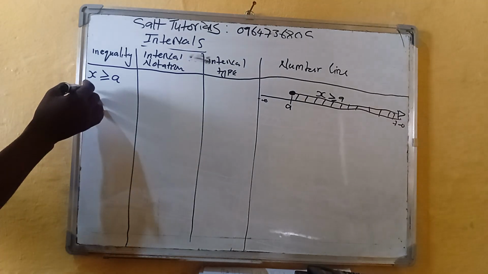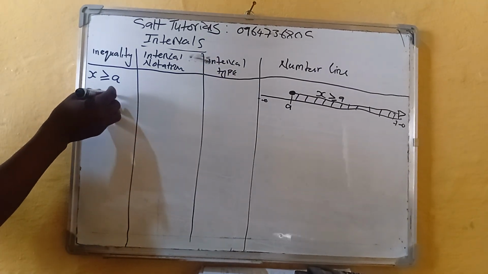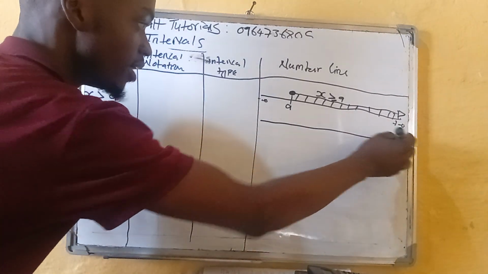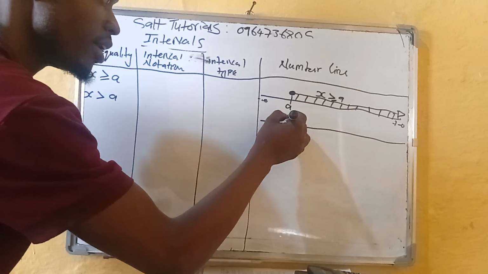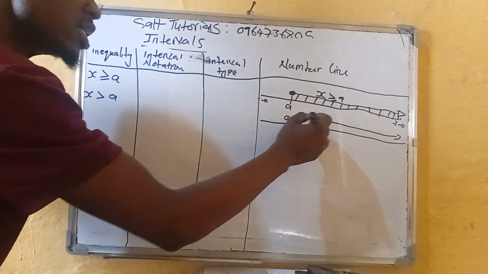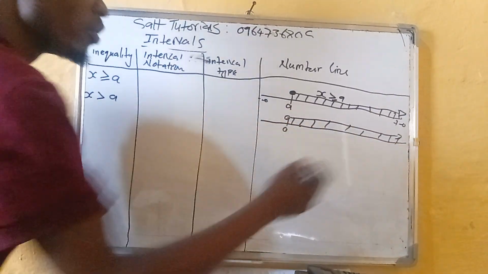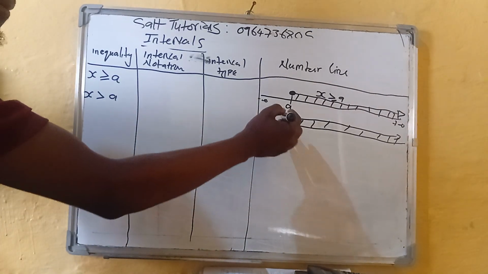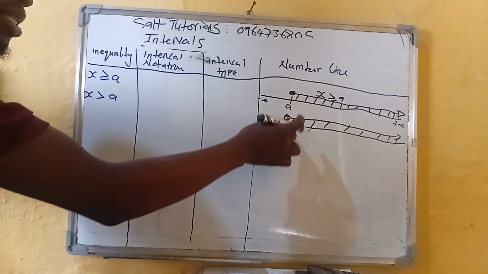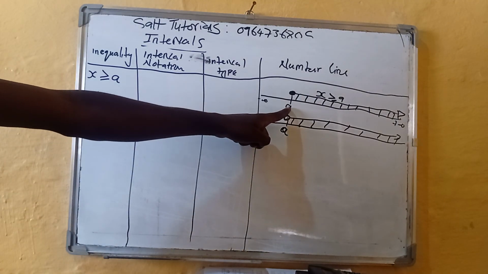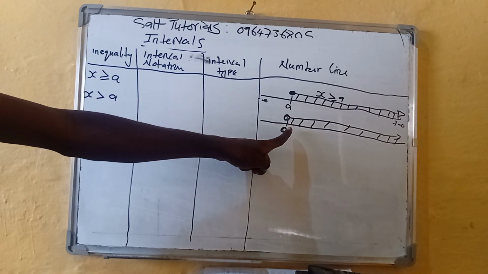In a situation whereby I had x is greater than a alone, what happens? I'm going to have my number line in that manner. If this is my a, I'm opening my bubble at a, I'm still going in that direction, but my bubble here will be open. It means that what I'm collecting is just basically values which are more than a but not equal to a. So a is just basically acting as my boundary. So for example, if this a was 2, it means I'm collecting values which are greater than 2.